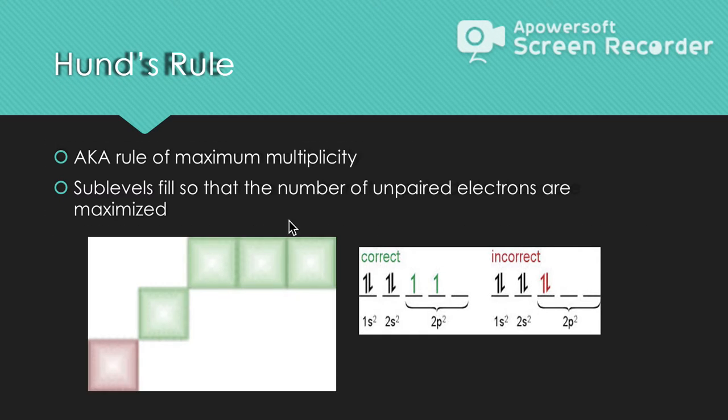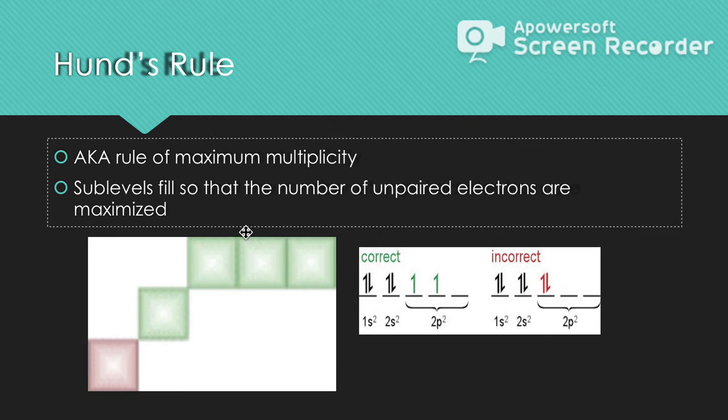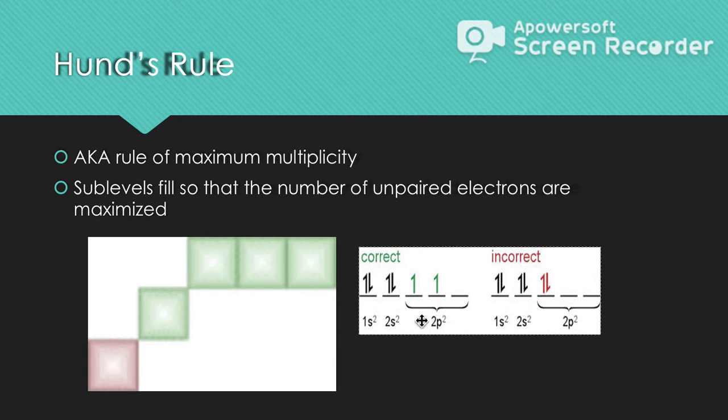You each get your own room until they have more kids, and now you have more siblings. Then you double up. So you can see over here too, you're going to put 1 in each of those orbitals before you make them share. Each of these sublevels here is like its own house.